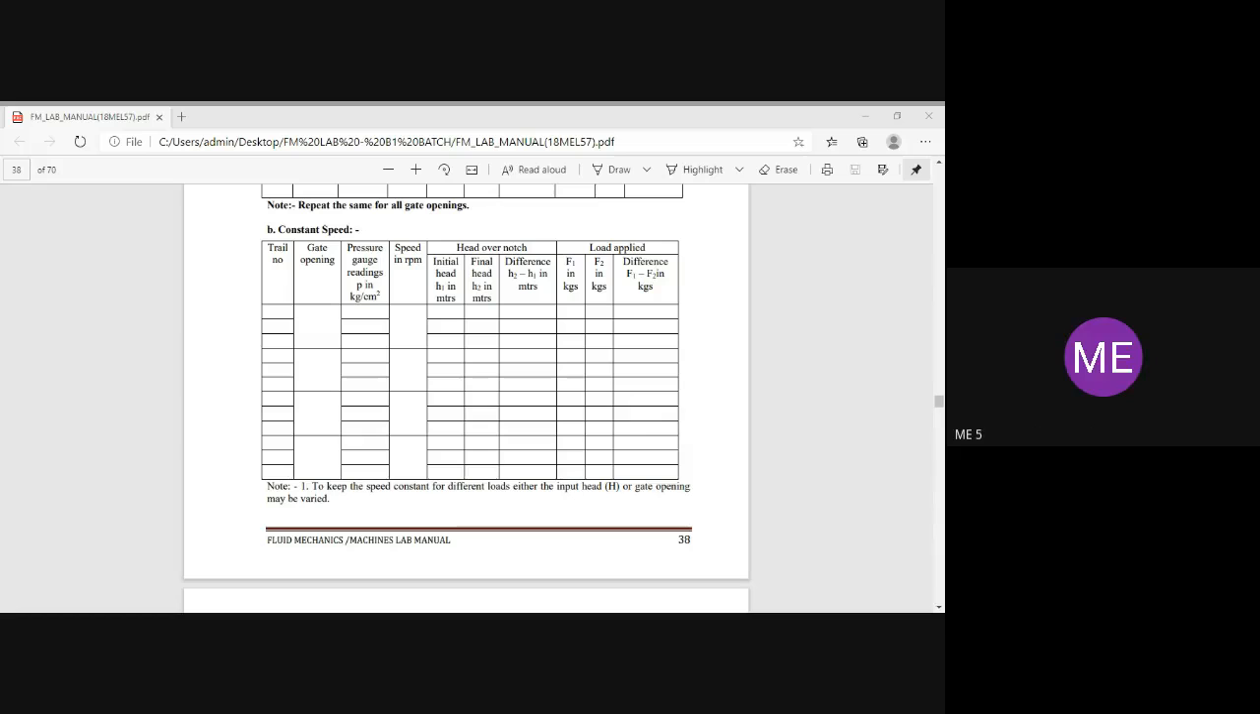Srinivasan? Present, sir. Okay, so note down all the readings properly. If you still have any doubts, ask me. I'll clarify. Do the calculation. If you have any doubts in the calculation, ask me.